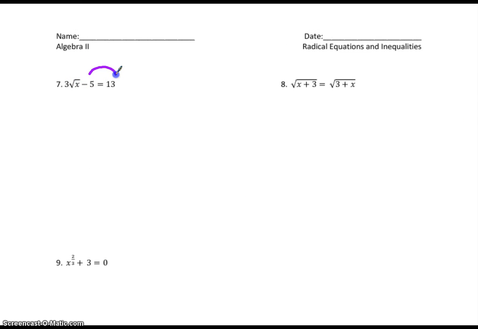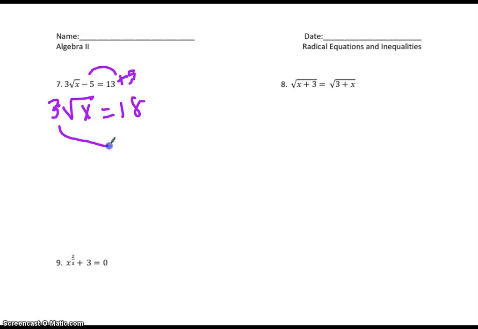You want to start by moving your 5. So you have 3 square root of x is equal to 13 plus 5, which is 18. Now, you've got a couple of choices here. You can go ahead and square both sides. You've got to remember to square that 3 on the outside. If you can move it and come out with an even number, I think it's easier to do that first.